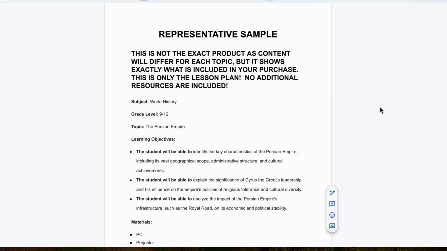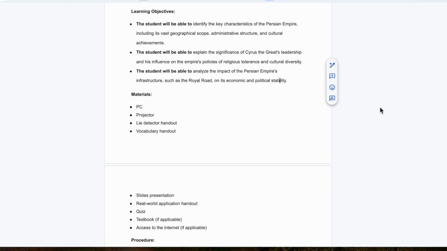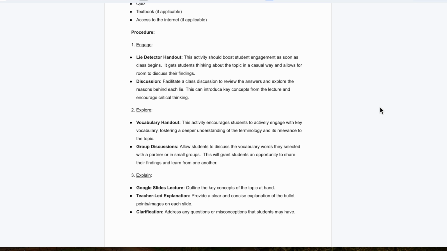So with each lesson plan, you're going to get 3 learning objectives to start off. These are going to be written in the "student will be able to" form. The materials list comes next. That's just going to be what you need to execute the lesson. The procedure is going to be obviously the things that you do to execute the lesson.